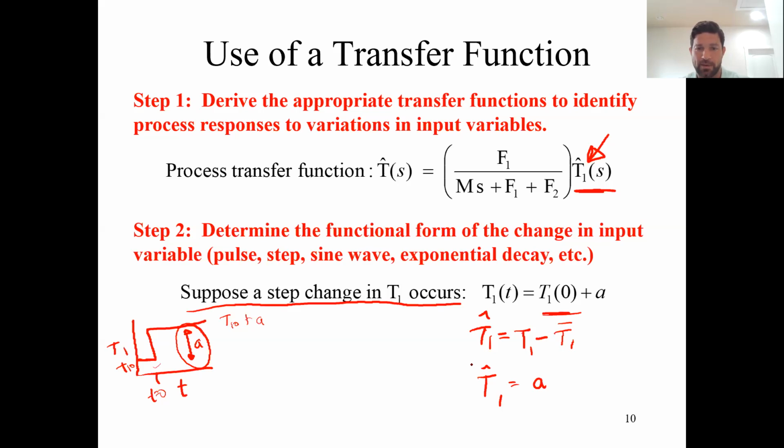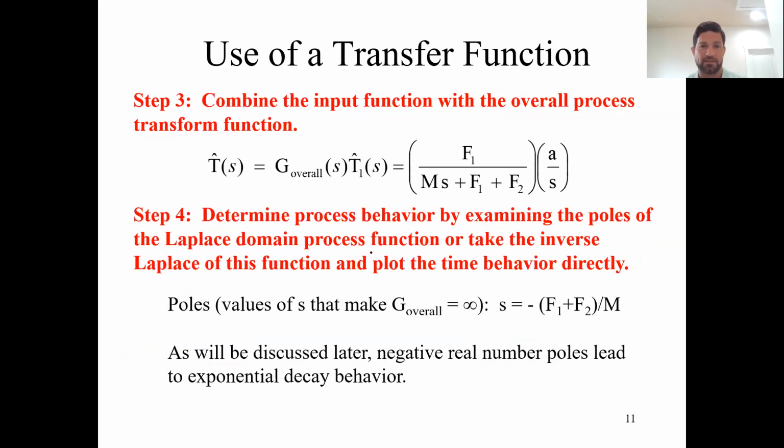Okay, now what we have to do is look at this, which has to be in the Laplace domain. So if we take the Laplace of A, we go to the Laplace table, and the Laplace of a constant is just going to be A over s. So now up here, we would replace this with A over s, which is shown on this slide right here. So the temperature, again in deviation form, equals the overall transfer function times the input.